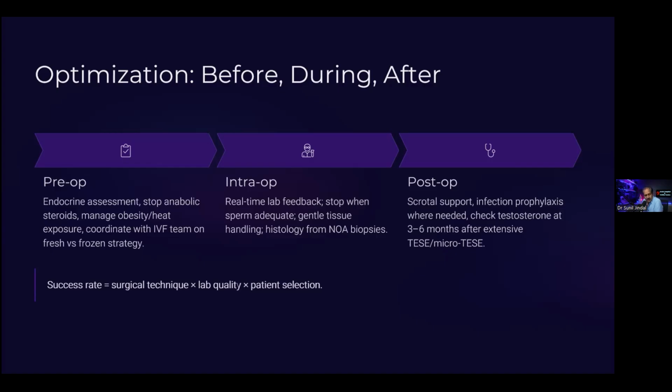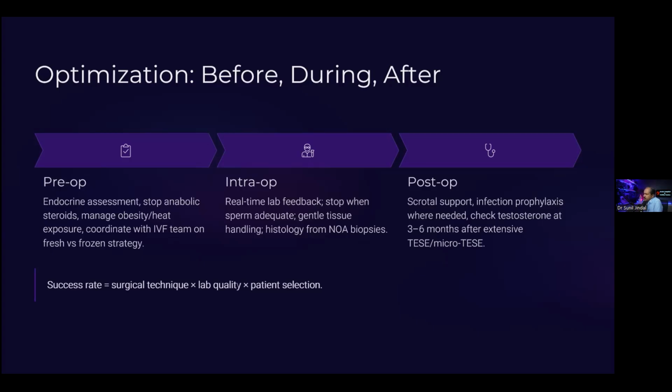Normally in non-obstructive azoospermia, it is best to use fresh if possible, because the number of sperms you get is less. Now intraoperatively, you need real lab biofeedback and stop when the sperm you got is adequate. You need very gentle tissue handling, and histology of non-obstructive specimens should be done. Biopsy should be done.